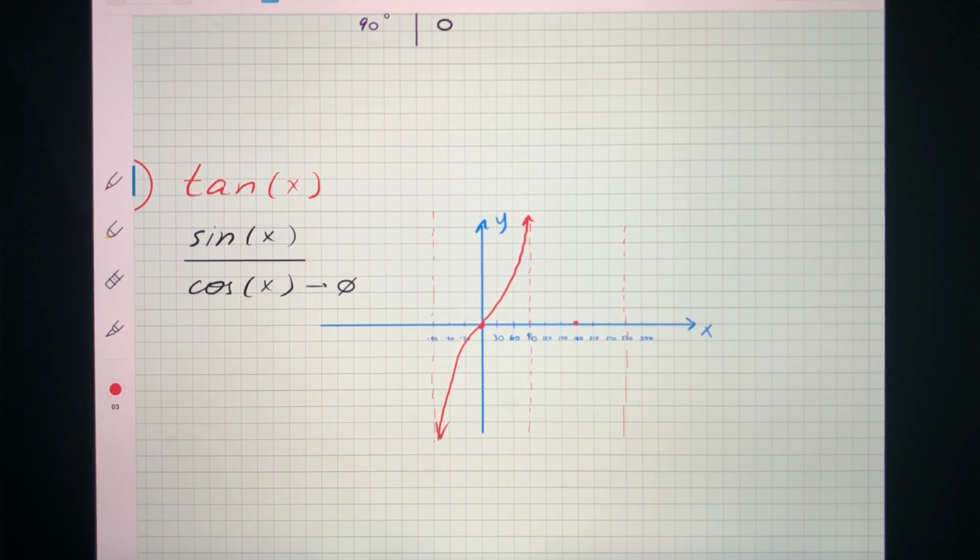And we're going to go through 180, and then like this. So this is a graph of a tangent, and it continues like this forever and ever. There are more vertical asymptotes, and it will keep doing this indefinitely.